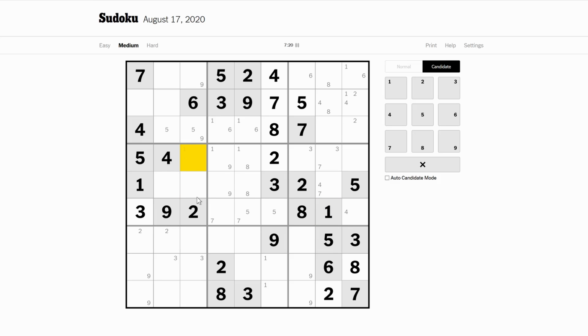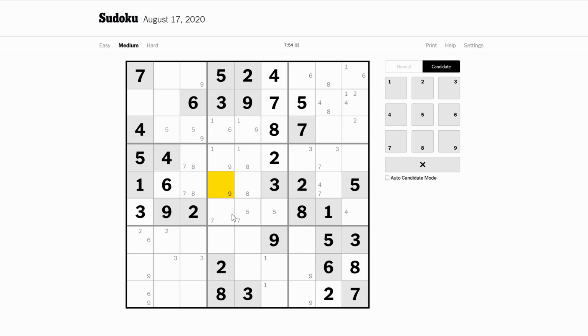So let's have a look at these triples. 6 is over here because of that 6, which means 6s are now locked in there as well. Nothing else. So that gives me a pair of 7s and 8s. Not really useful just yet. So 7, 8, 4, and 7, 8, 4, and 7, 8, and 9.